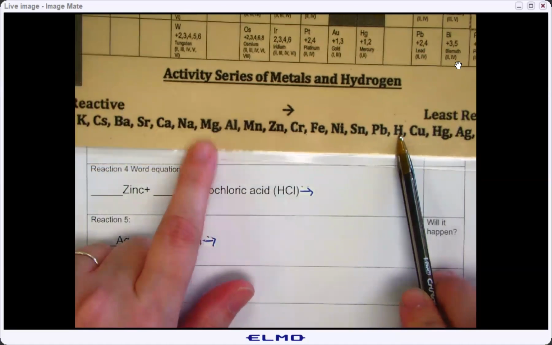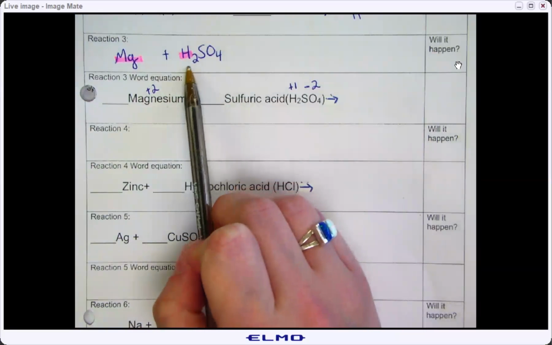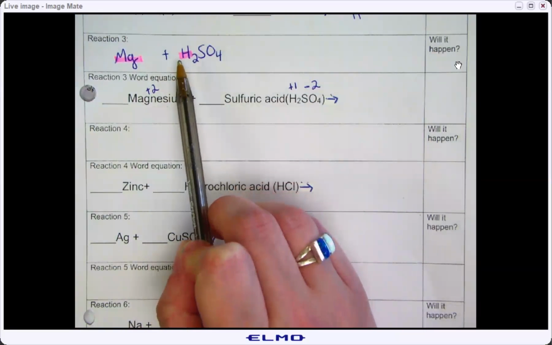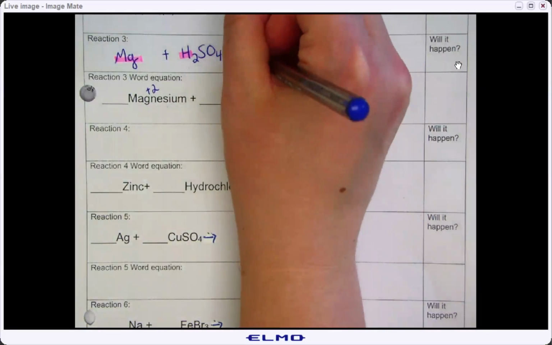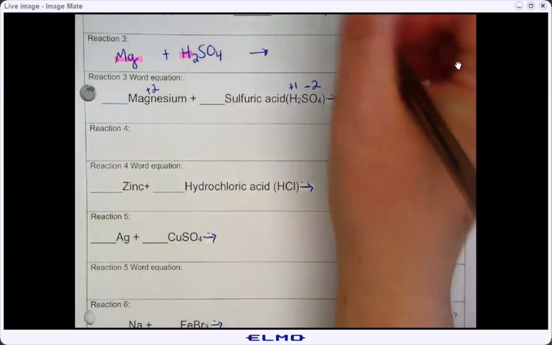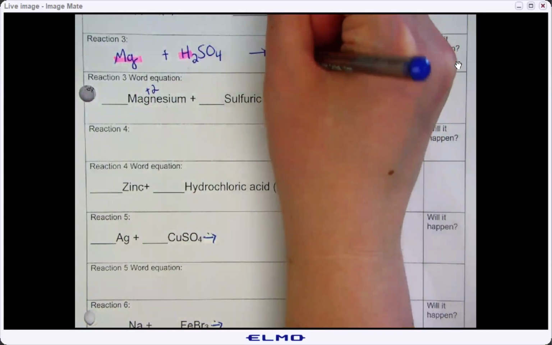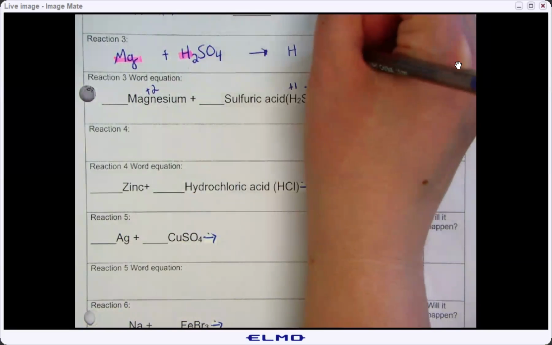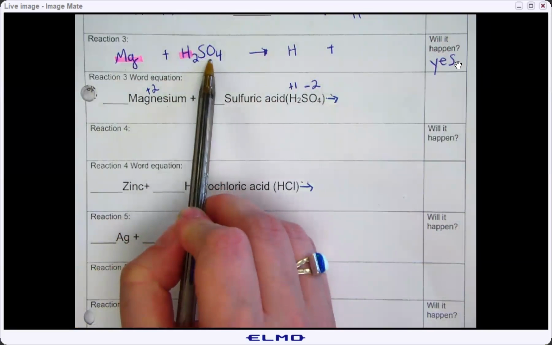And magnesium is more reactive, and since currently hydrogen is in the compound, that means magnesium will kick it out, because the more reactive thing should always end up in the compound. So this reaction will happen. Hydrogen gets kicked out. Magnesium now will go with sulfate.